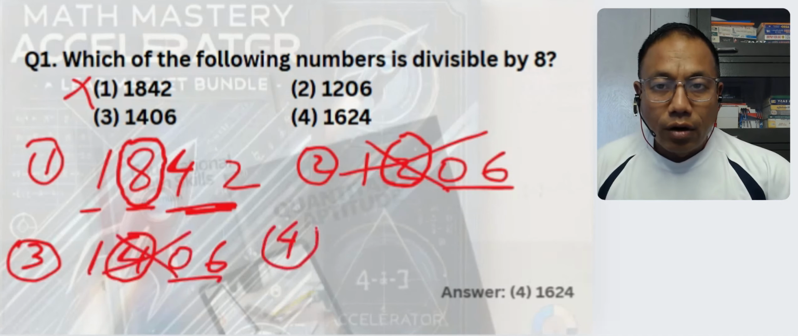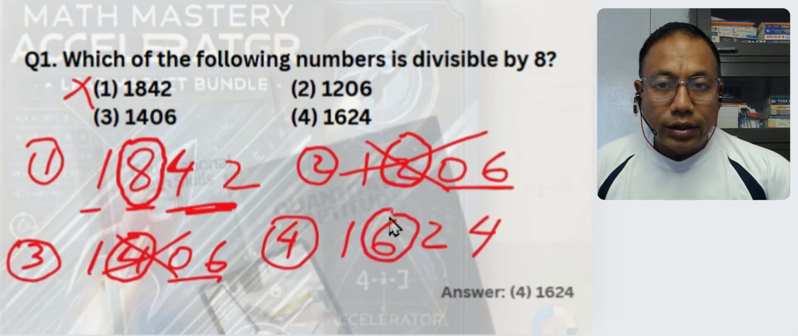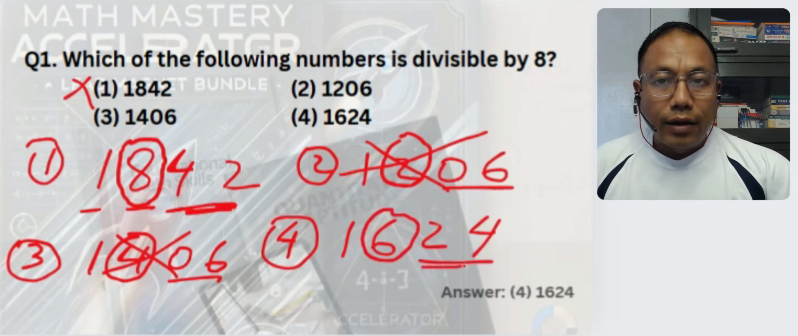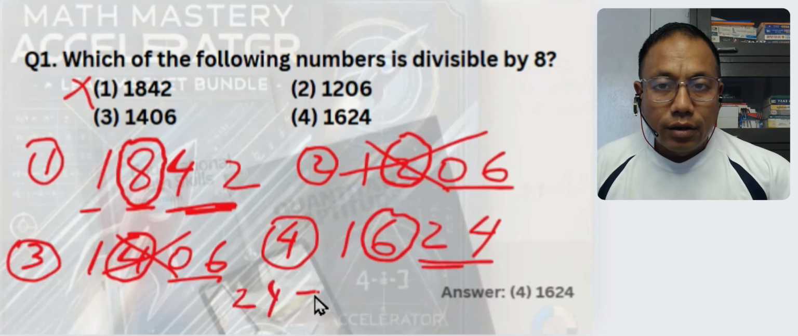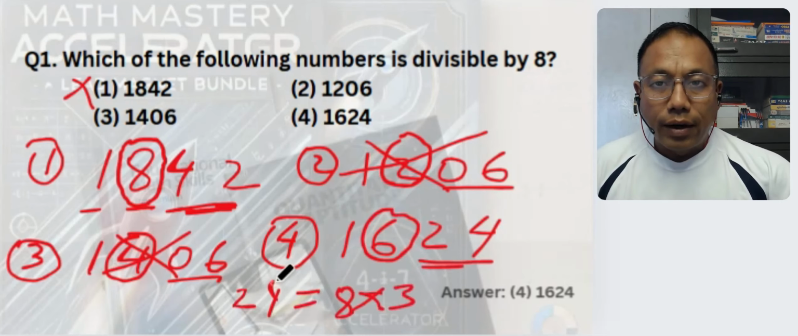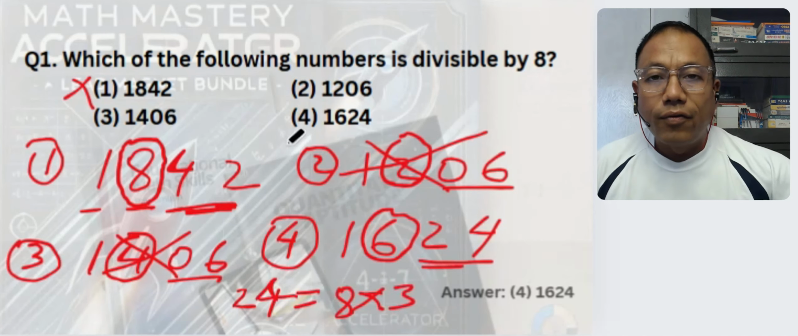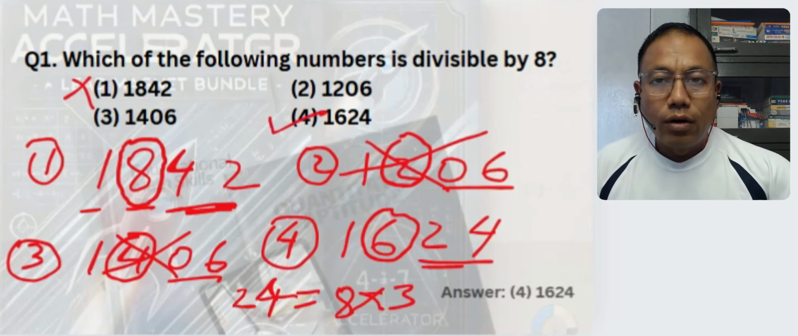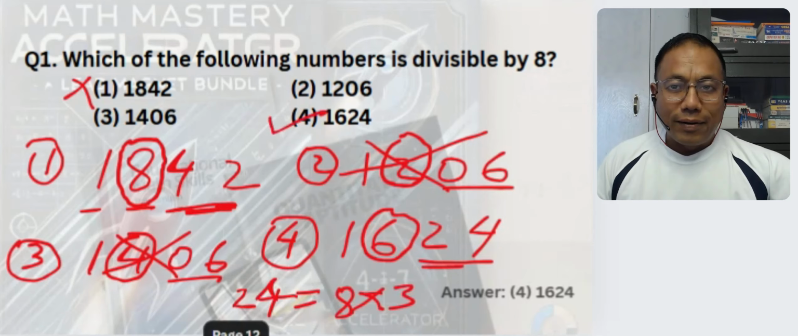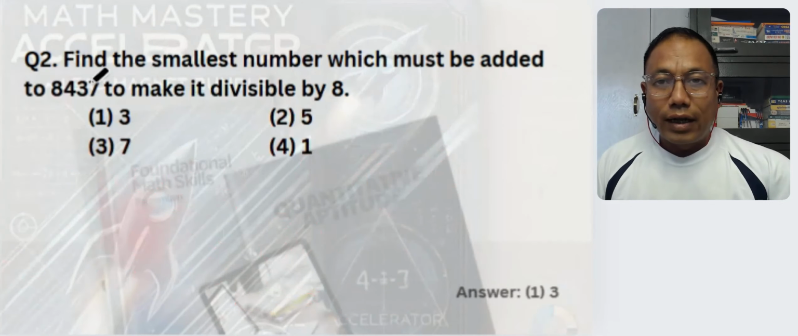Option 4, 1624. Hundreds place is 6, even. And the last two digits here is divisible by 8. 24 is 8 3s are 24, which is divisible by 8. Therefore, the right answer is option 4. Can you understand? Let's solve the next question.